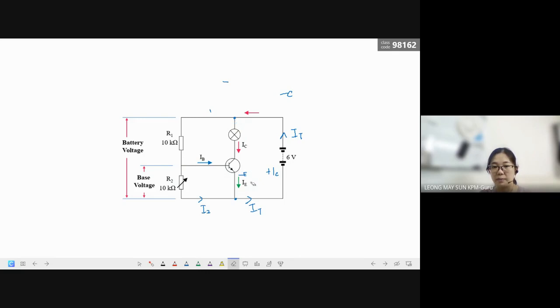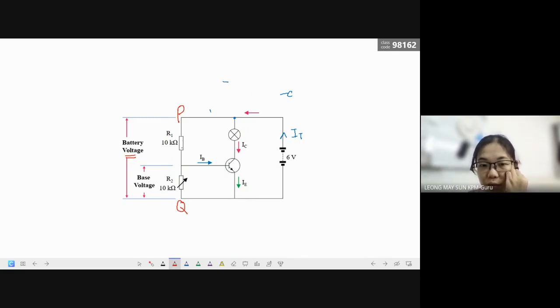Now let's look. When you want to consider it as a potential divider, we look at this resistor. Across from the top, let me call this position P and this Q. Across the positions P and Q, it is actually the value from the battery, the battery's potential difference.